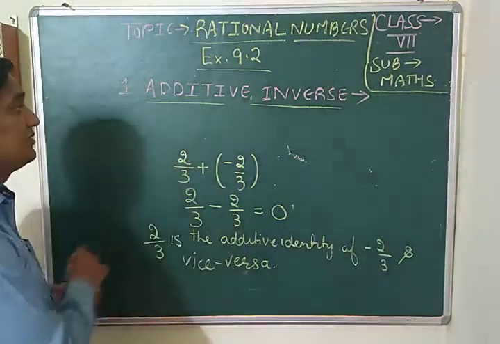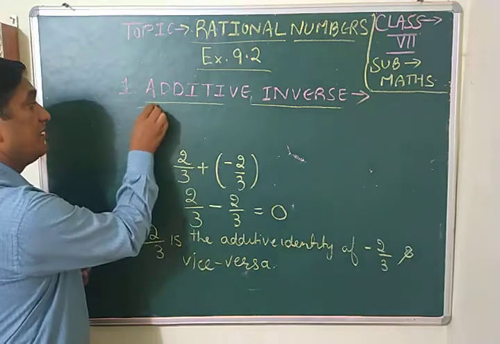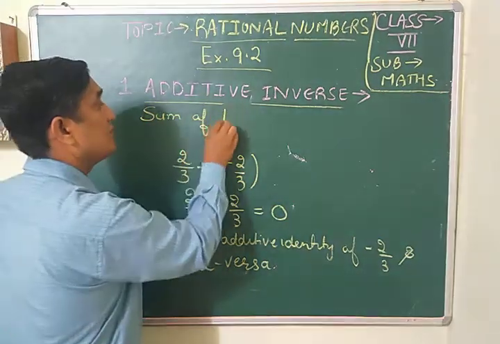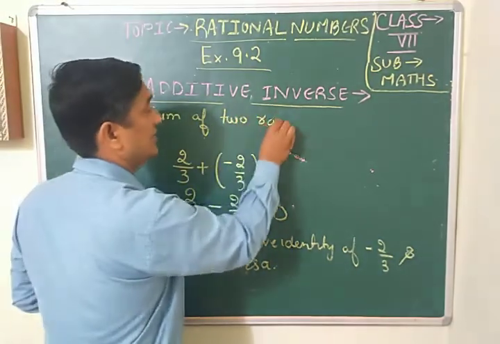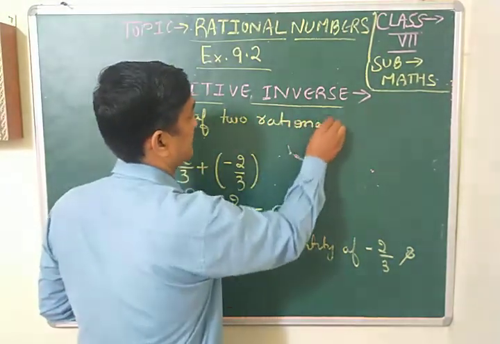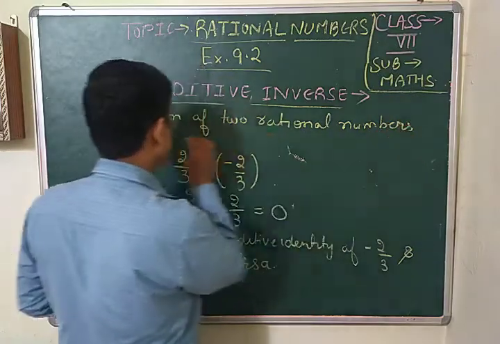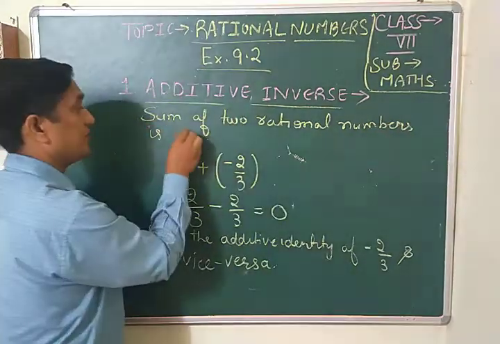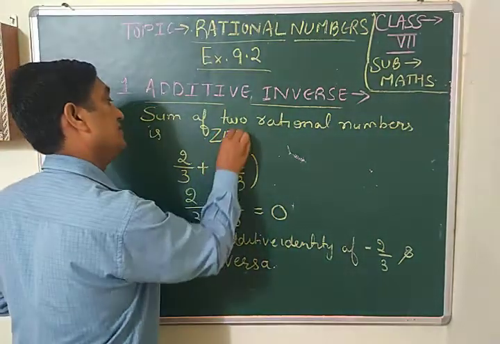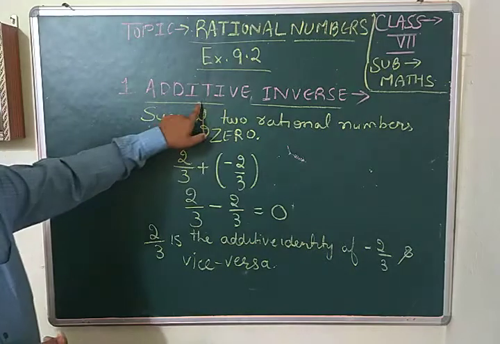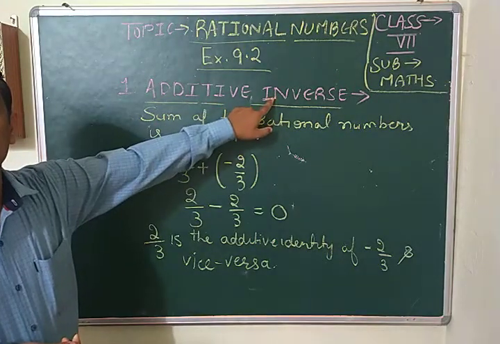So, children, you should write down the definition. Sum of two rational numbers is 0. That is called additive inverse.